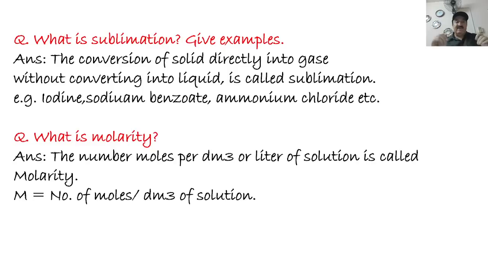Next is: what is sublimation, and give examples. Sublimation is the conversion of solids directly into gas without converting into a liquid. So if you heat a solid, it directly goes to gas and no liquid is formed, right? The conversion of a solid directly into gas without converting into liquid is called sublimation. Examples are iodine, sodium benzoate, ammonium chloride, etc.